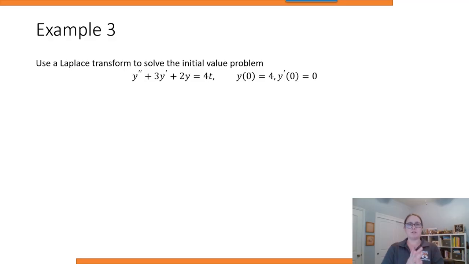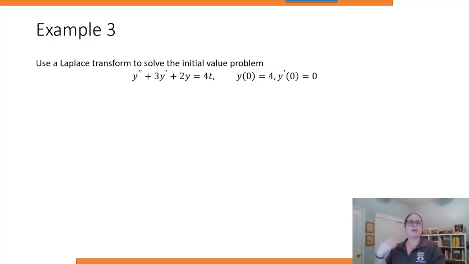Okay, so I have this initial value problem, y double prime plus 3y prime plus 2y equals 4t. And I have the initial conditions y of 0 equals 4 and y prime of 0 equals 0. So this is a perfect example of where I can use a Laplace transform. Notice that it does not need to be a homogeneous differential equation for us to use this method. There can be a 0 on the right side of the equation, but as long as I can find the Laplace of that function on the right, it doesn't need to be homogeneous.